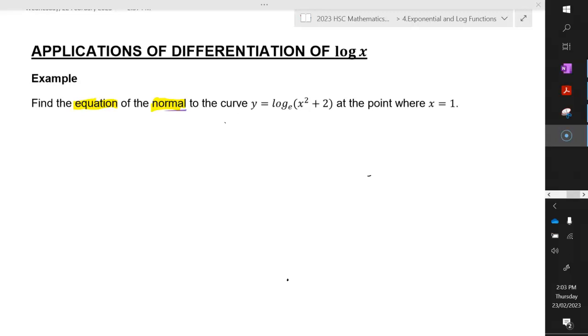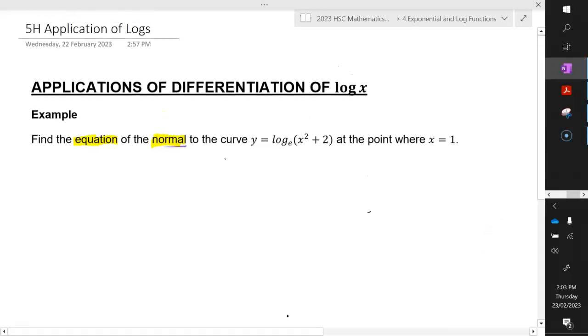Hi Year 12. What we're looking at here is exercise 5H, applications of logarithms. But this little page here in front of me is not the same one that's in your booklet. We'll look at the booklet in a moment. I thought we'd start somewhere a little bit simpler and have a look at the example below.